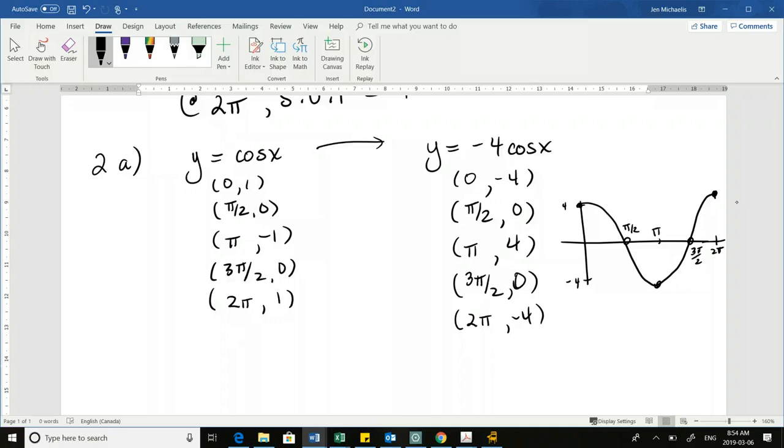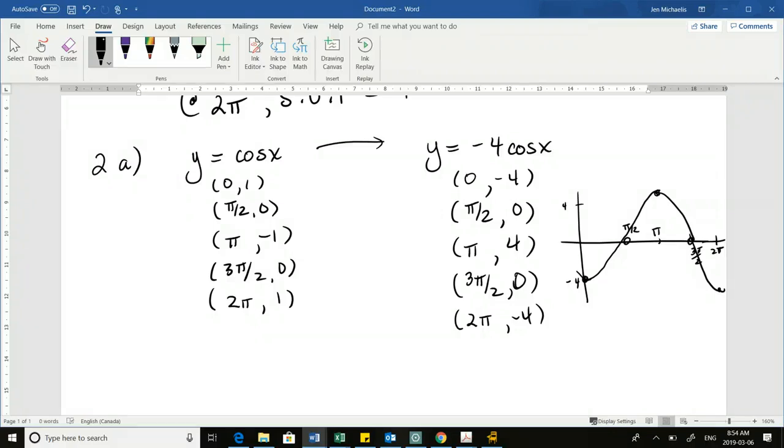Oh yeah, true. Thank you. Okay, so there's our graph. Look how beautiful.